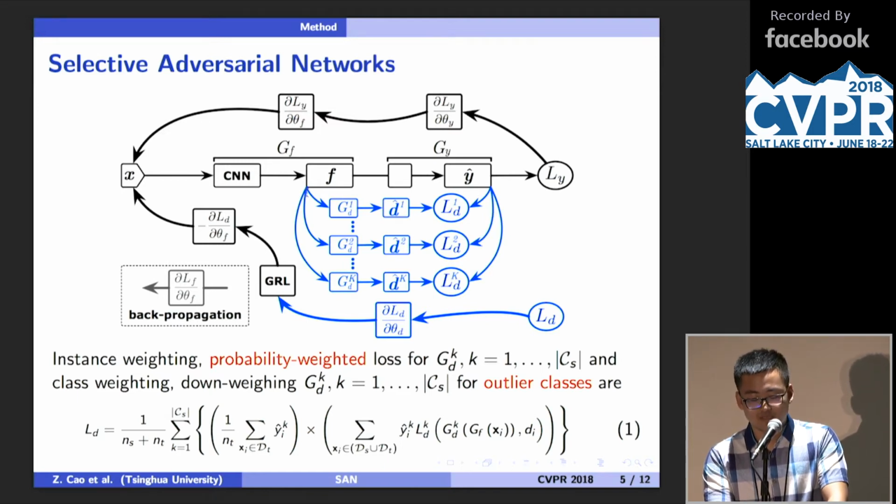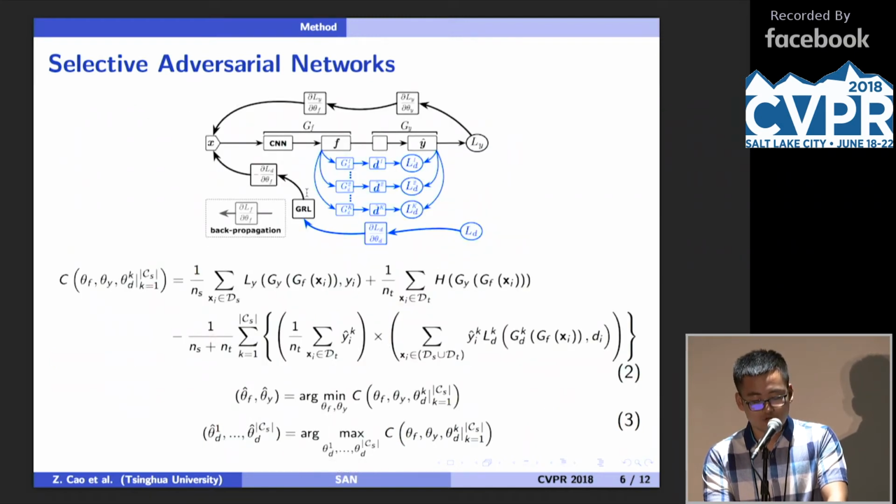Another is class weighting to downweigh the influence of the adversarial networks for the outlier label space. Since the target label space is excluded from the source outlier label space, the probability of the target data predicted to belong to the outlier label space is very small. We sum the predicted probability distribution Ŷ of the target data and normalize them as a class weight for each source class. The outlier label space classes will have very low weight since every target data has low probability in these classes. Here is the overall loss of our work.